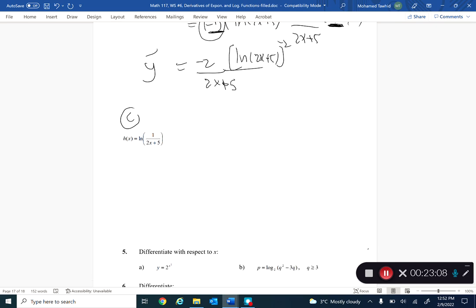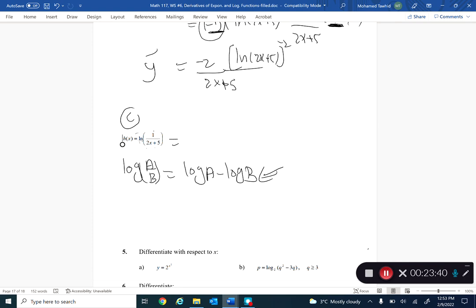I'm going to use the law of log. If you have log A over B, it will be log A minus log B. Why do I have to simplify? Because you have ln, that's log, and I have to know the derivative of log. But what is inside? 1 divided by 2x plus 5, which means you have to use the quotient rule.